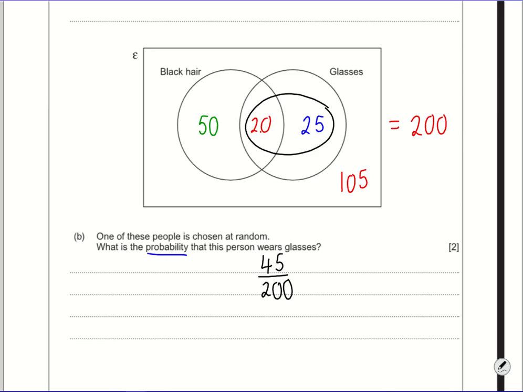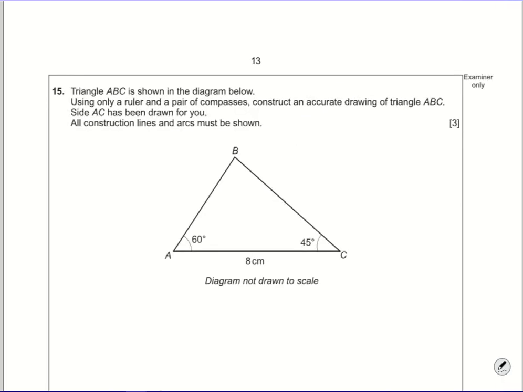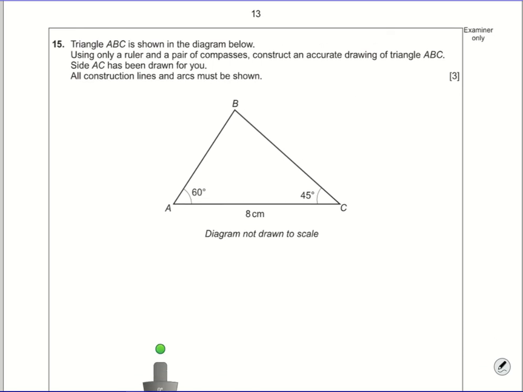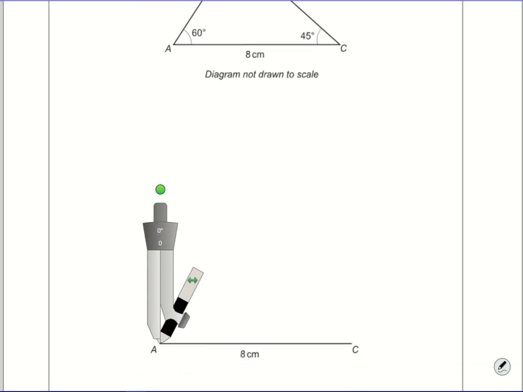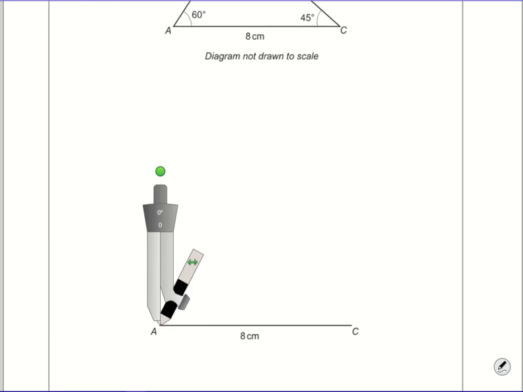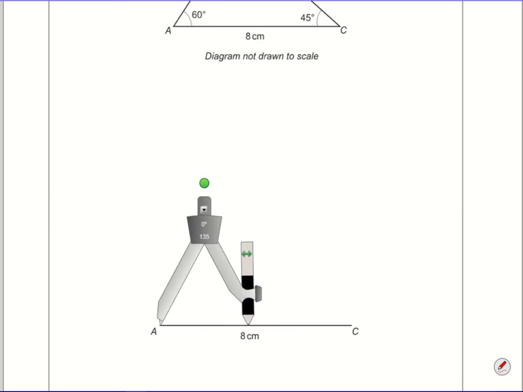Right, number 15 is not a particularly nice question because it's constructions with a compass and you really do have to know your construction rules here. So we've got a 60-degree angle and a 45-degree angle to draw. A 60-degree angle is probably the nicest one to do. A 60-degree angle is basically an equilateral triangle.